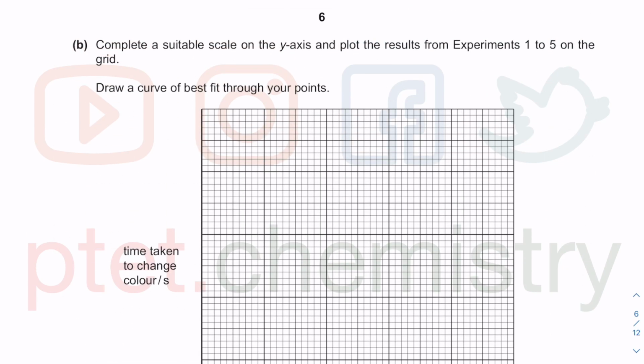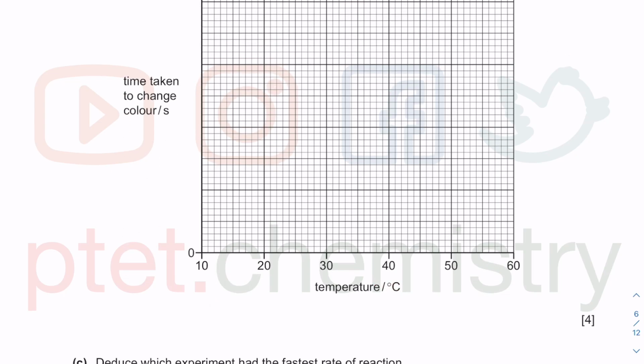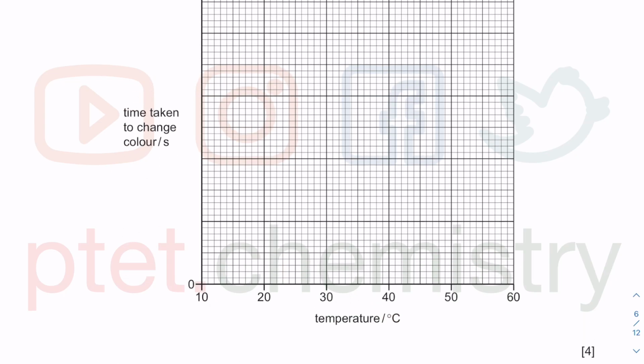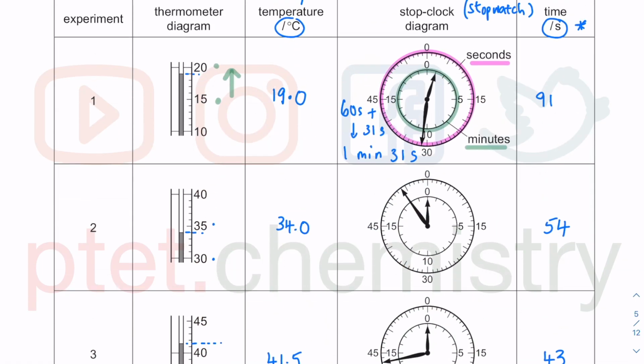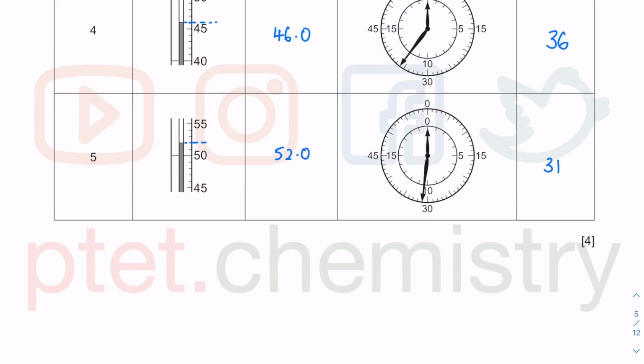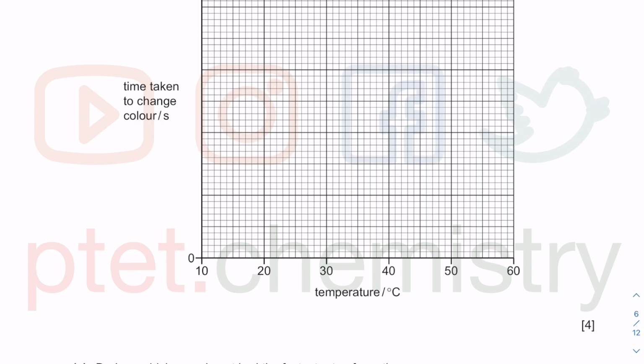Now we're going to complete a suitable scale on the y-axis. They haven't given you a scale, so you need to think about the scale. Be very careful. Draw a curve. Here they already told you that it's a curve, so do not go and draw a straight line graph. On the x-axis, this is temperature in degrees Celsius. This is the time to change color in seconds. So temperature 19.0 and 91 seconds. Actually, we need to figure out the scale first. That's why they give us a little bit more marks than usual.